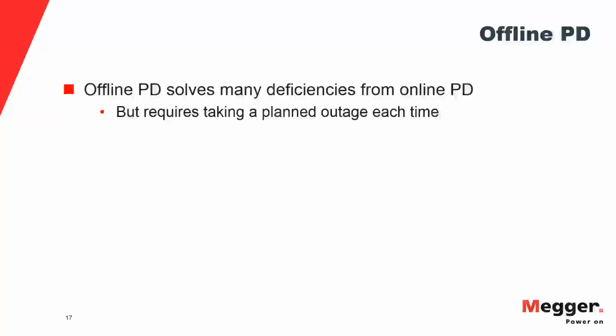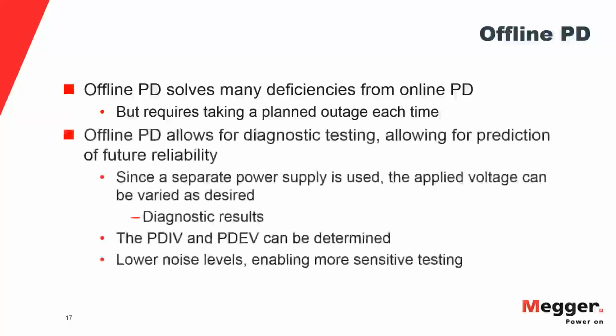The other limitation with online PD testing is that it only tells us if PD is present at the time of testing. It's kind of like taking a picture. There's no way for us to tell what happens next. There's no way for us to tell if this cable is in very good shape or just barely passed the test. Online PD, though, is useful as an alarm.